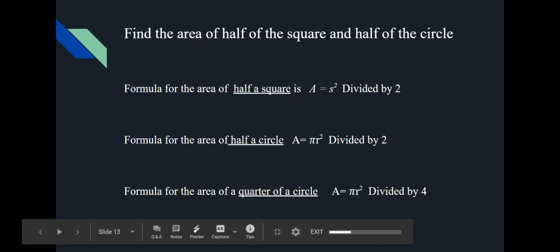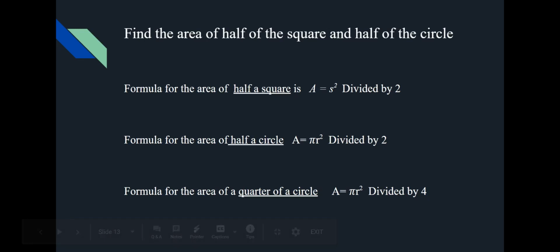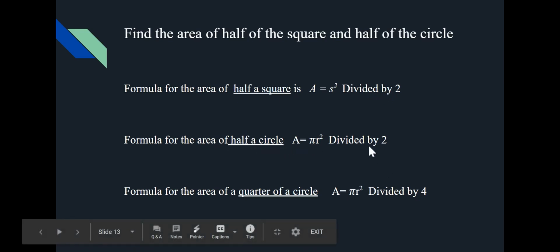All right, so here are some formulas, a few extra. Now, when finding the area of half of the square and half of the circle, you're going to need some of these formulas. It's the same thing as if you were looking for the area of the square, only the difference is once you find it, you divide it by 2. Same thing with the circle: same formula, then you divide it by 2. And when you're doing a quarter of a circle, you divide by 4 because you're breaking it down into quarters.